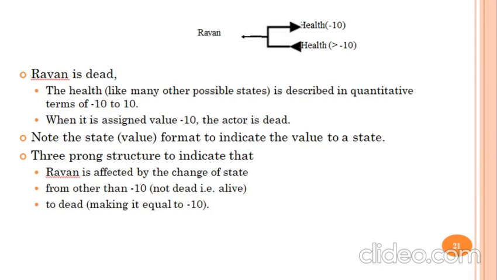Let's see another example. Raman is dead. The health is described in quantitative terms of -10 to 10. When it is assigned a value of -10, the actor is dead. Note the state format to indicate the value to a state. Three-pronged representation to indicate that Raman is affected by the change of state from another, that -10 represents not dead, that is alive. Here the health is represented in terms of numerical value. You could see the arrow between Raman's health. -10 he is dead and greater than -10 he is alive.